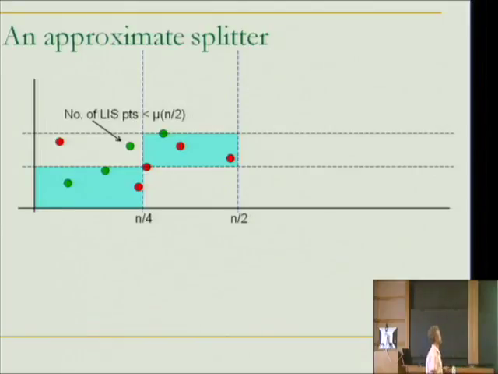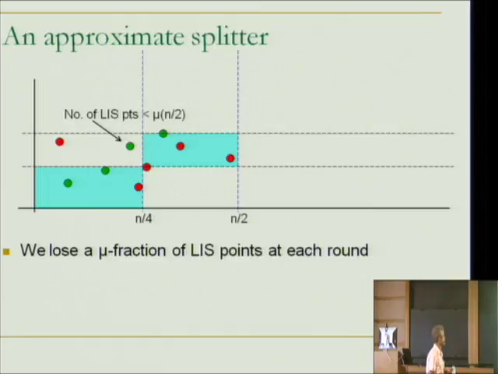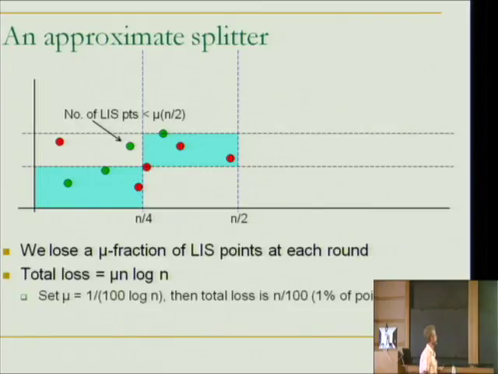Okay, so again, you lose mu n over 2 points, but you have to sort of, if you lose mu points, you're also losing mu points on the right, even though you're not there, but you would be losing it if you were there. So we lose a mu fraction of LIS points at each round, so the total loss over log n rounds will be something like mu n log n. So if we set mu to be something like 1 over 100 log n, then the total loss is n over 100. So that's good. That's within what we're trying to do.